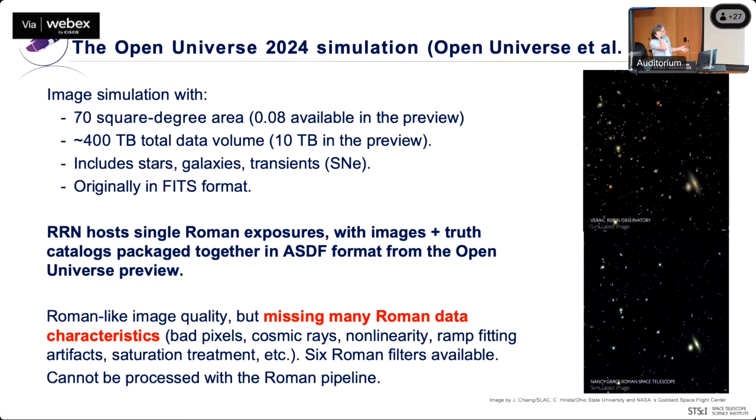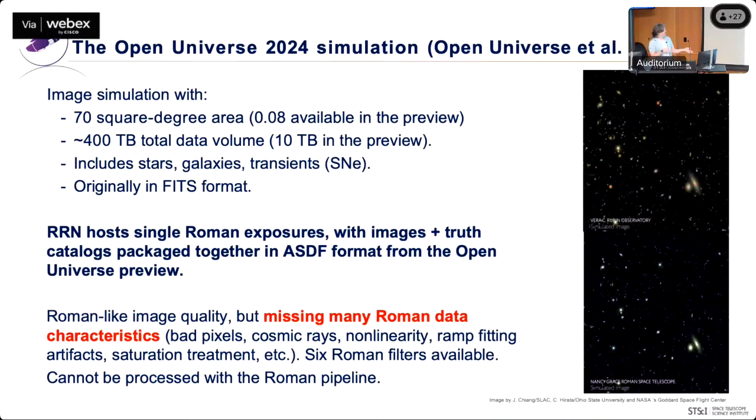Now for the open universe data, I mentioned this is from the preview data set. So the full data set covers approximately 70 square degrees, of which in the preview there are 0.08 square degrees available. The full data set is about 400 terabytes. There's about 10 terabytes in the preview. This includes stars, galaxies, various transients, and was originally stored in the FITS format.